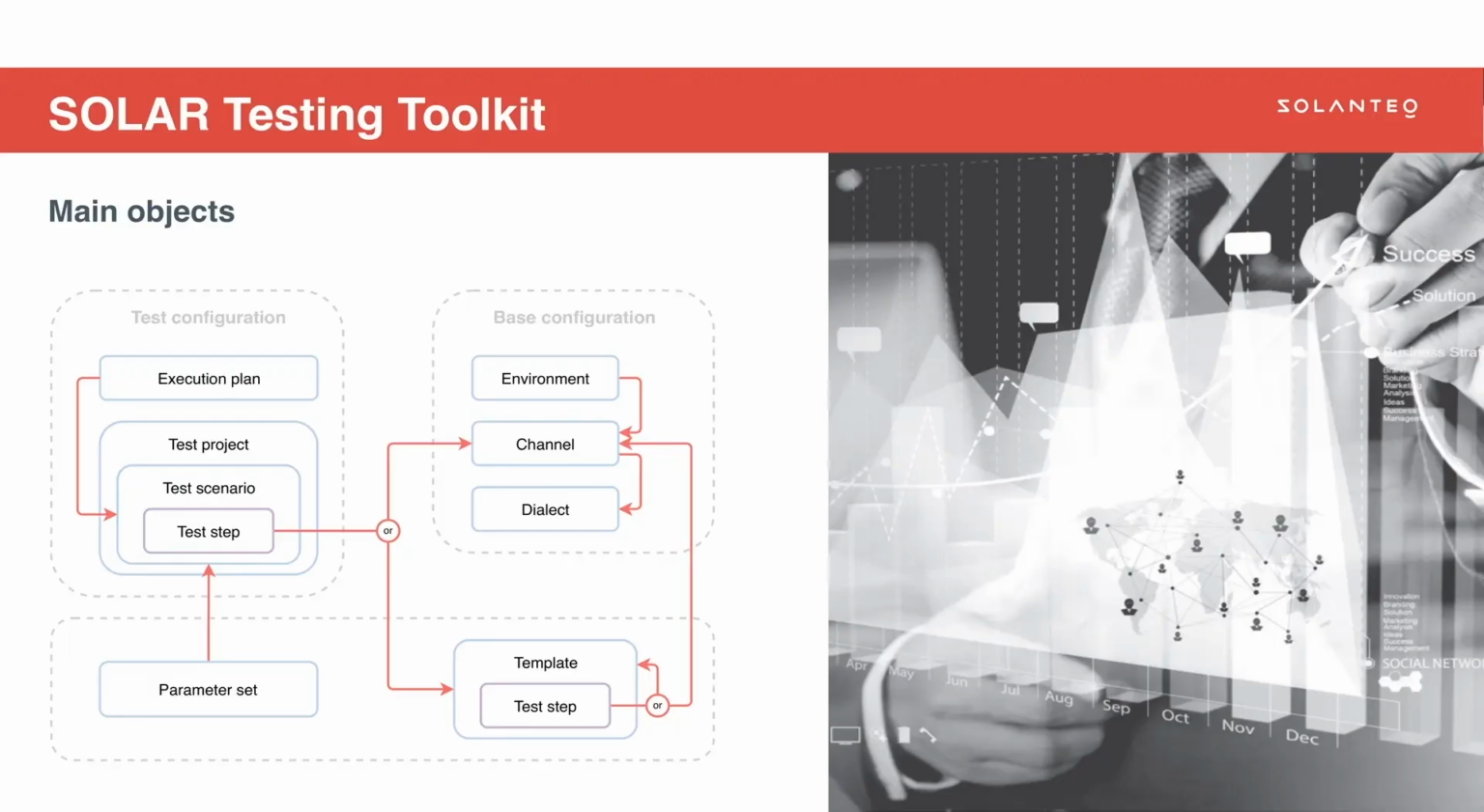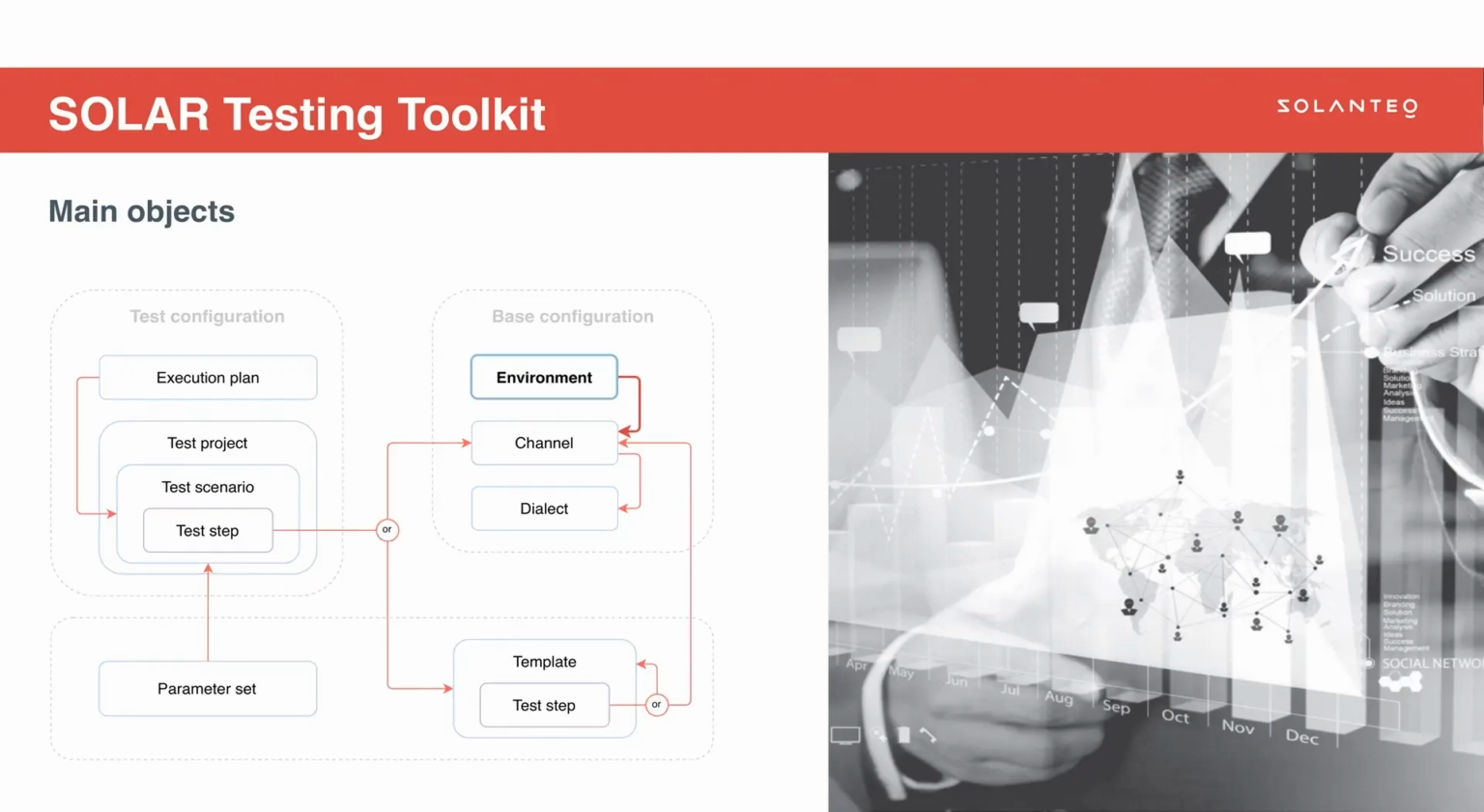Next, let's look at a simplified diagram of the main objects in Solar Testing Toolkit. We'll start with the base configuration. To work simultaneously with multiple test environments, the environment object is used. With a single set of tests, you can run scenarios on any environment, for example, on a dev, pre-prod, or load environment, without migrating scenarios or switching configurations. Channels and dialects describe ways of interacting with external systems, including parameters for each environment.